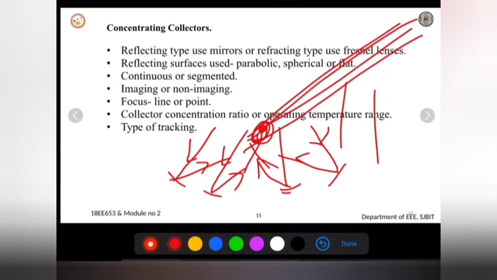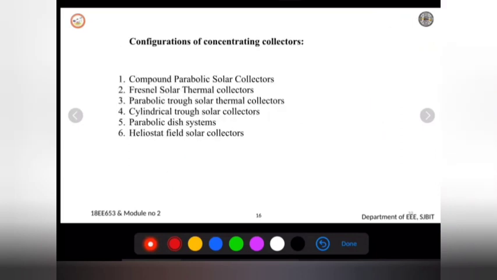And also based on the collector concentration ratio and operating temperature. As we already saw, if the ratio is more than 150, we may obtain a temperature of 1500 degrees Celsius. We saw this discussion in the previous class. So the collector will be classified on that basis, and also based on tracking, whether the collector tracks solar radiation or is a stationary type. So here are some configurations.